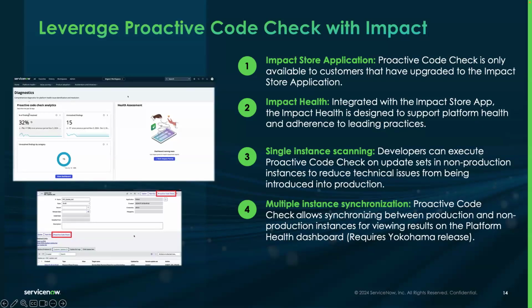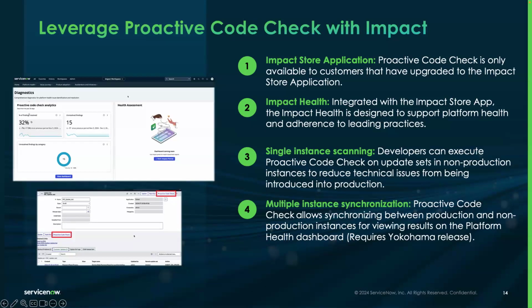This means that customers can proactively detect and resolve code issues, preventing them from escalating into performance or stability problems. For developers, Proactive Code Check can be executed on update sets in non-production instances. This means that you can scan for issues before pushing changes live, reducing the risk of technical problems making their way into production. This ensures a smoother deployment process with fewer incidents.